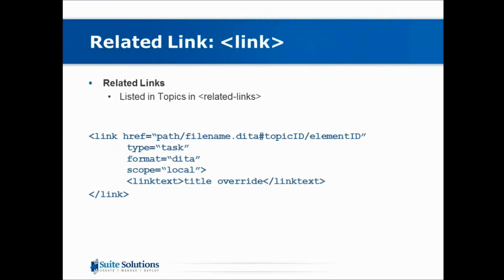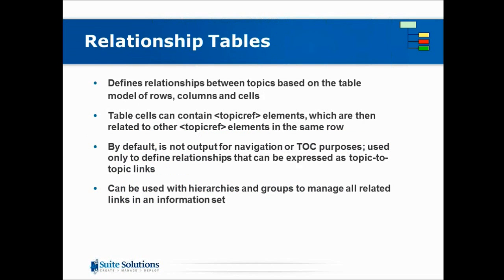Another type of link is called related links. Now, related links can be embedded inside the topics. The truth of the matter is that most people, I think, do not use related links inside their topics. Most often people will use relationship tables inside of their maps, and we'll talk about that in more detail. A relationship table basically defines a set of relationships between topics based on a tabular format. We'll see what that means.